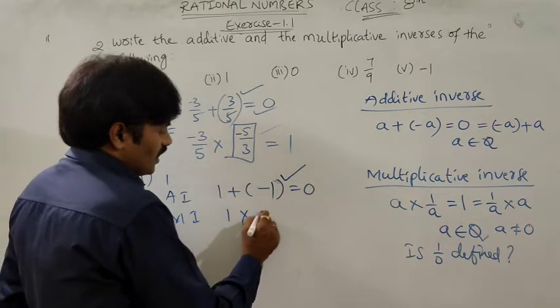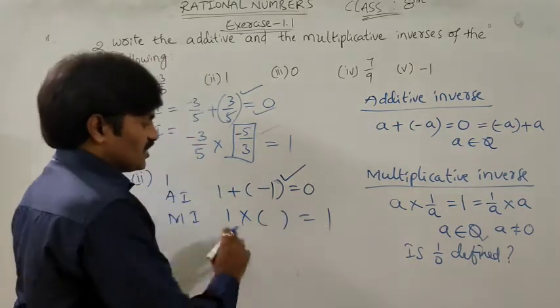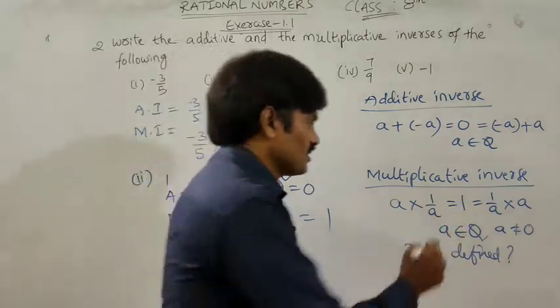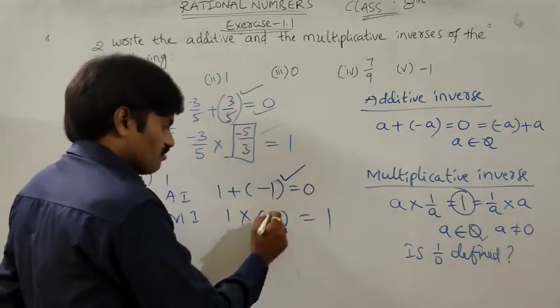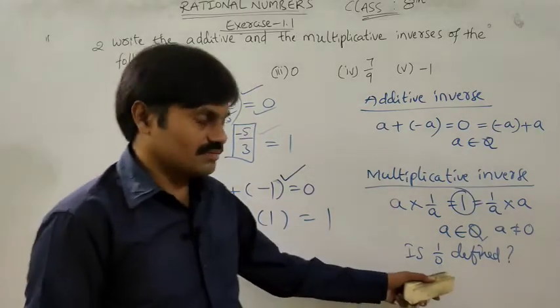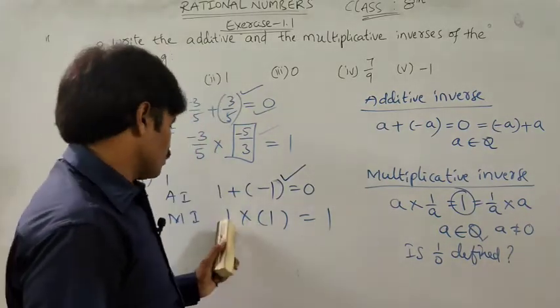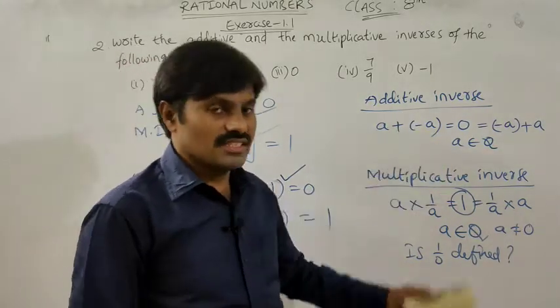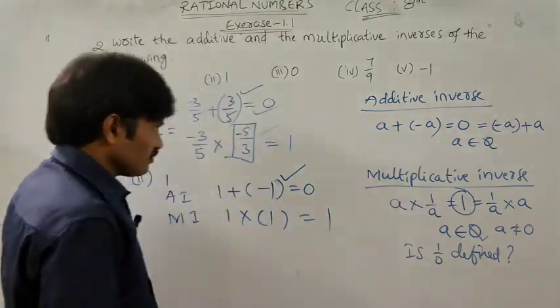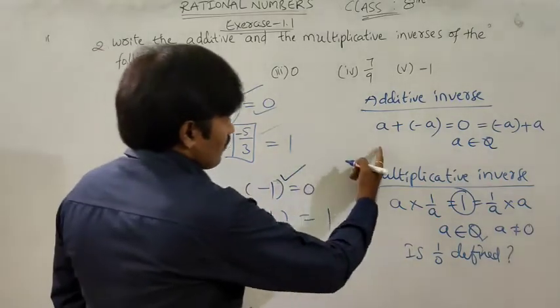1 into dash is equal to 1. We should get 1 only, as per the multiplicative inverse. So what number do I have to multiply to get 1? 1 itself. Already we have discussed this. So the multiplicative inverse of 1 is 1 itself. The additive inverse of 0 is 0 itself, but the additive inverse of 1 is minus 1.